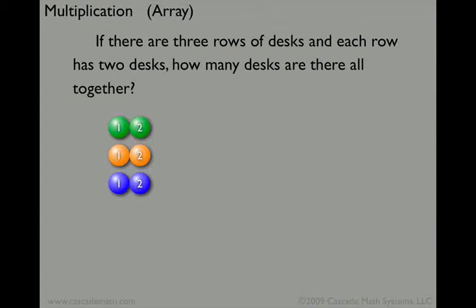This time we're just going to multiply to get our answer and use addition to check our work. 3 times 2 equals 6. Since multiplication is repeated addition, we can use addition to check our answer. If there are 3 rows of desks and 2 desks in each row, I have 2, 4, 6 desks all together.